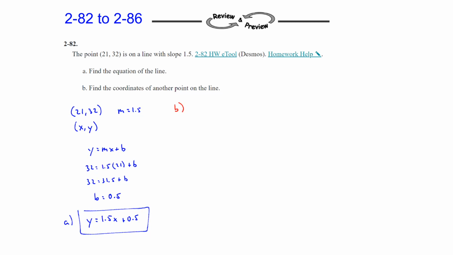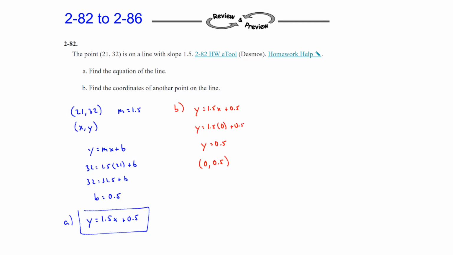Part B, find the coordinates of another point on the line. Now that we have the equation, we can plug in any value for x that we want and solve for y. I would say a pretty easy one to plug in for x would be 0. And that means y would be equal to 0.5. So we know 0, 0.5 would be one of the points, which we knew anyways because it was the y-intercept.